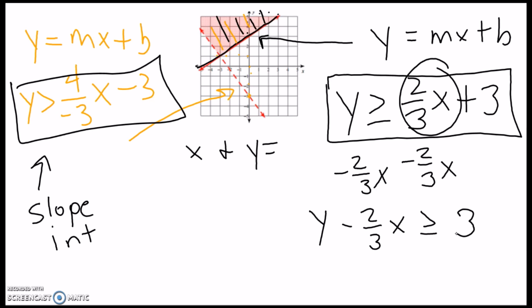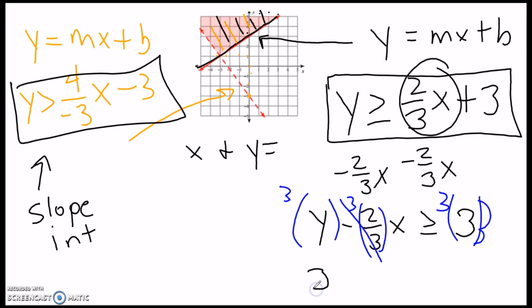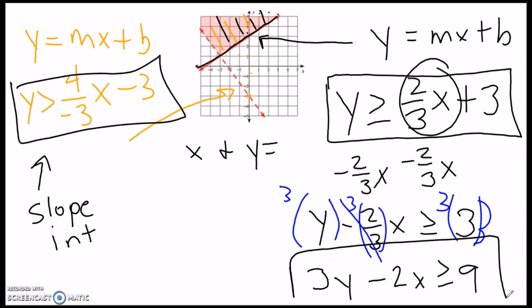The other thing that you don't like to have most times is a fraction. How I get rid of the fraction is I multiply everything by 3, because multiplying by 3 will cancel out this fraction. And I will be left with my final answer, which is 3y minus 2x is greater than or equal to 9. That would be one line equation. Let's try to do the same thing with this line over here.